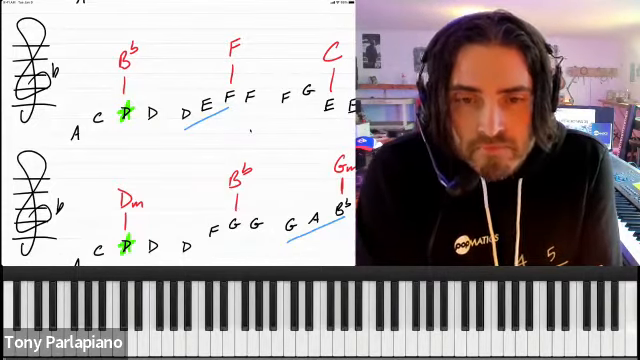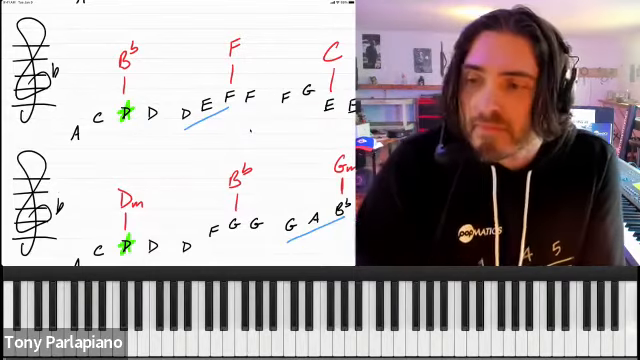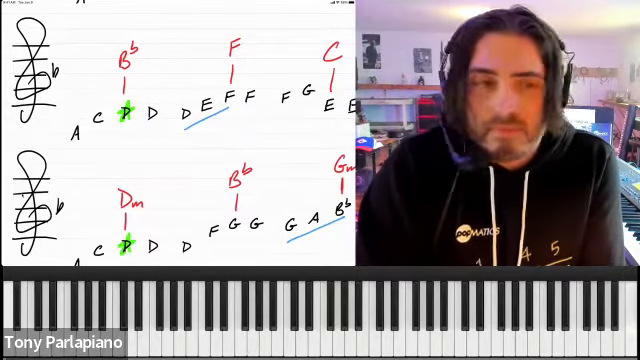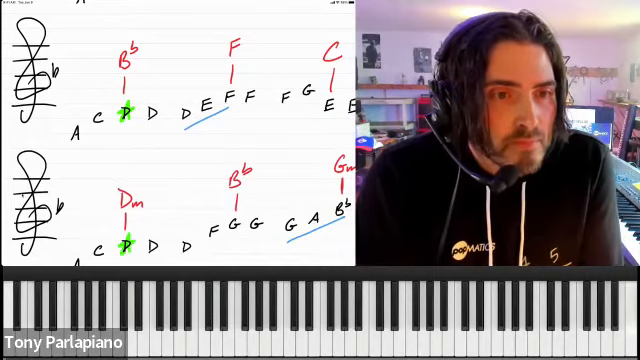Cool. Yeah. So you're using chord symbols here. So would you use the numbers or the chord symbols when you're writing it out like this generally?